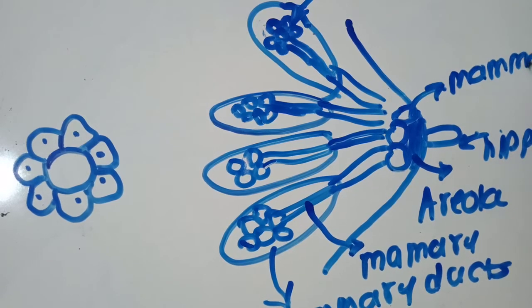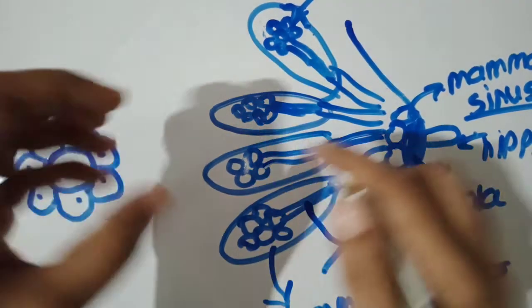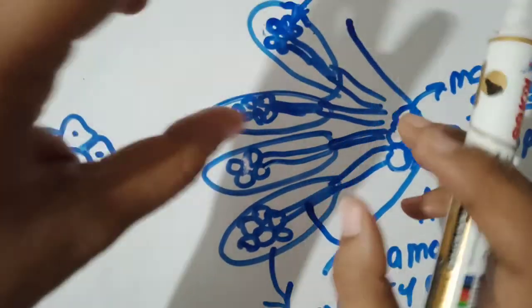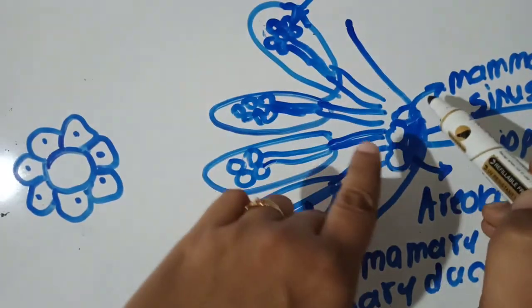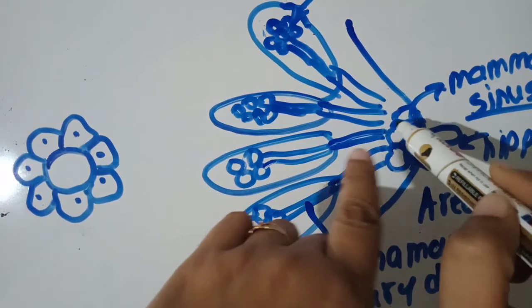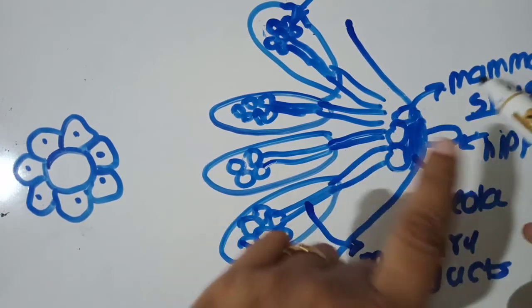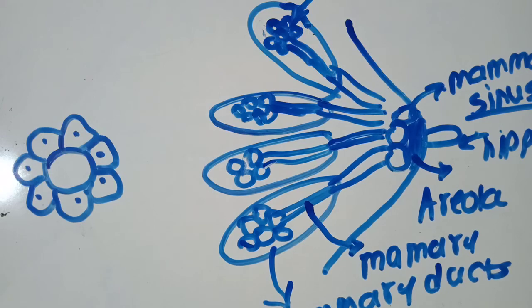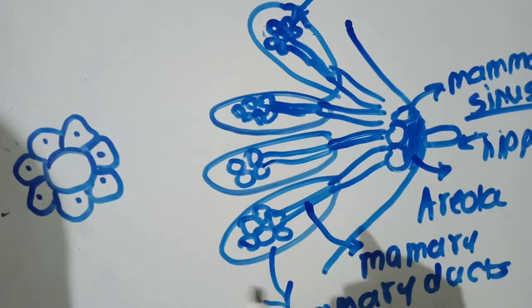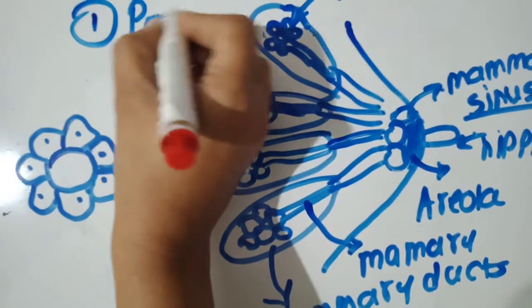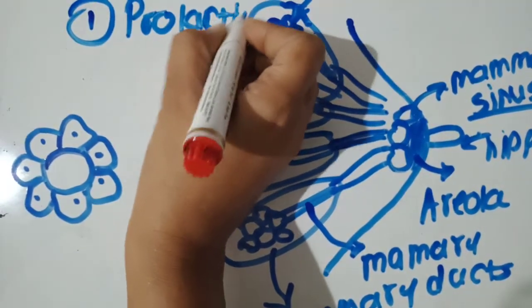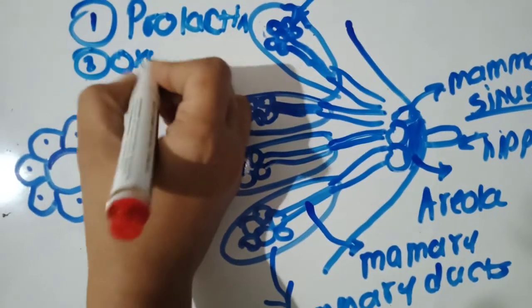What is the function of the mammary sinuses? They store milk. First of all, in the lobes, milk is produced. The milk is carried through the mammary ducts towards the mammary sinuses. The mammary sinuses store this milk, and whenever needed, it's a reflex action actually. It works under two hormones. The first hormone is prolactin, and the second hormone is oxytocin.